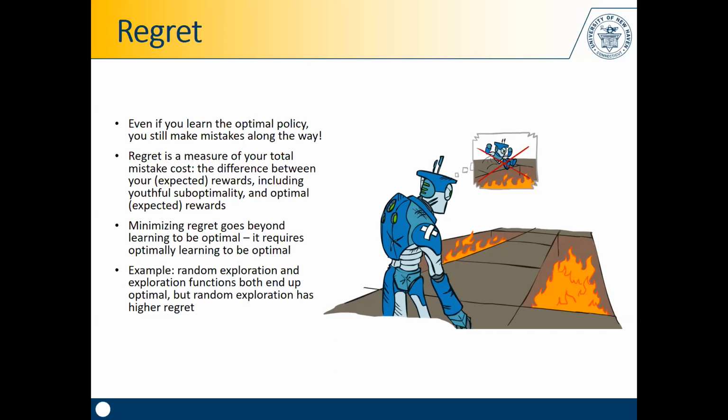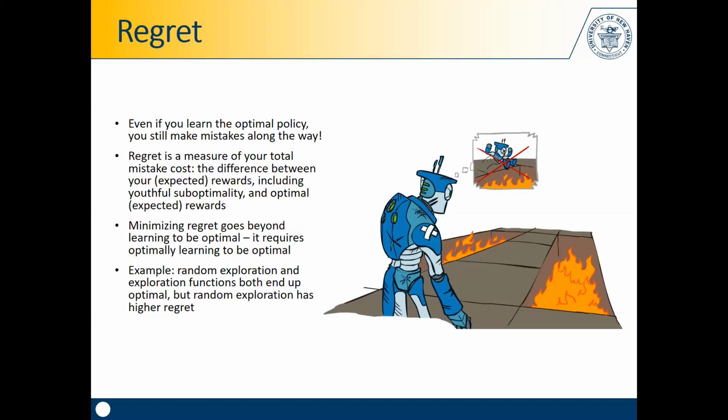So regret is the difference between the rewards obtained by applying the policy and the sum of rewards that could have been obtained if something had been different, either in the policy or in the environment, including the chance events.